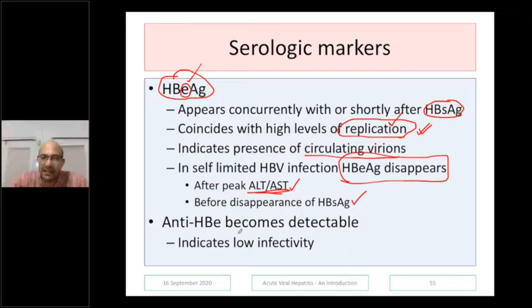Now anti-HBe becomes detectable in the serum, and when anti-HBe antibodies appear, this implies that there is no replication and there is low infectivity of the patient. Please remember, when HBe antibodies come, the person has low infectivity, and when HBe antigen comes, we have a high infectivity phase. Again, let's see what happens on the graph. This is the graph we had seen earlier.